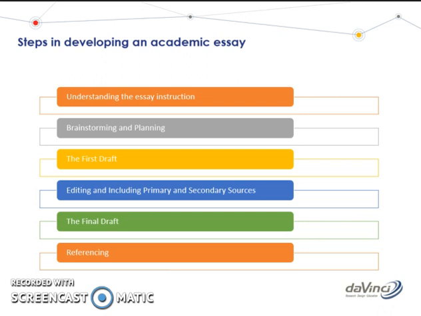There are various steps in developing an academic essay. These include understanding the essay instruction, brainstorming and planning, the first draft, editing and including primary and secondary sources, the final draft, and referencing.